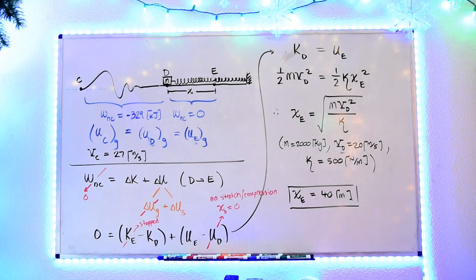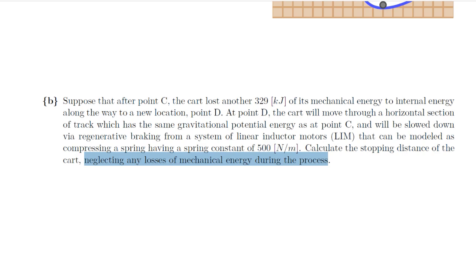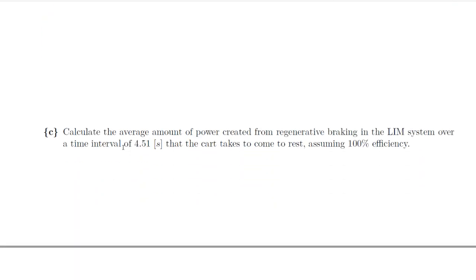Okay, so let's take a look at the last part of this question. For the last part, this one's a pretty simple one. Calculate the average amount of power created from the regenerative braking in the linear induction motor system over the given time interval, 4.51 seconds, that the cart takes to come to rest, assuming 100% efficiency. When I say 100% efficiency, it means assume no losses along the way. So we just take the definition of power and then we just plug it in. There is a little bit of a twist here that you'll need to see. So we'll take a look at that.